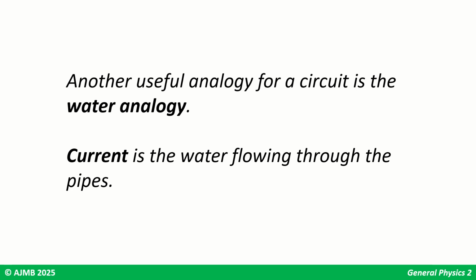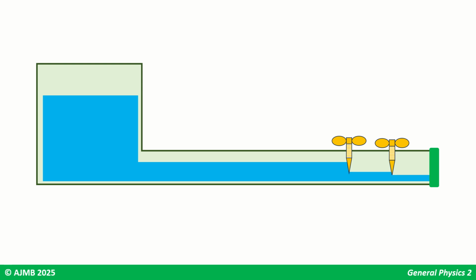Another useful analogy that we can use is the water circuit analogy. In that particular analogy, our current would be what is flowing along the pipes. Of course, the water flow would serve as the current in our analogy. I guess this is not a closed system. This is not a circuit, but you get my point. Here we have a water tank and the pipe system. You can see the water here in blue.